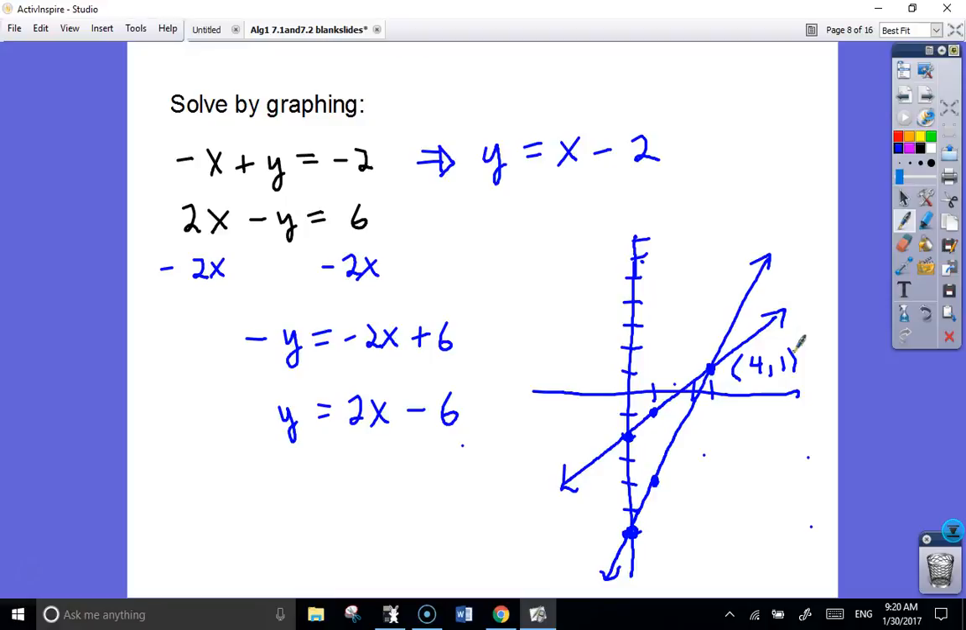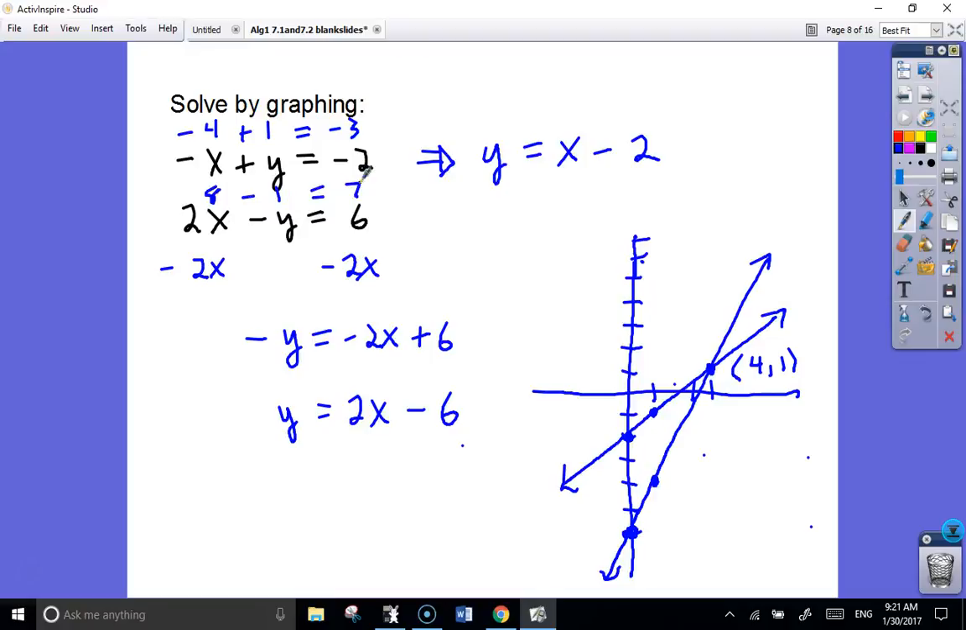So if I put in a 4 here, it'd be negative 4 plus 1 equals negative 3. So that's not quite right. What if I put it in the other one? I'm going to get 2 times 4 is 8, minus 1 is 7. So you could see my graph wasn't accurate enough, so I'm not quite right.